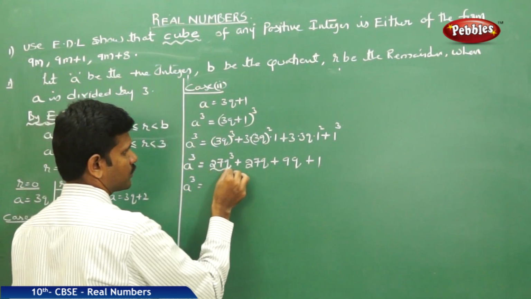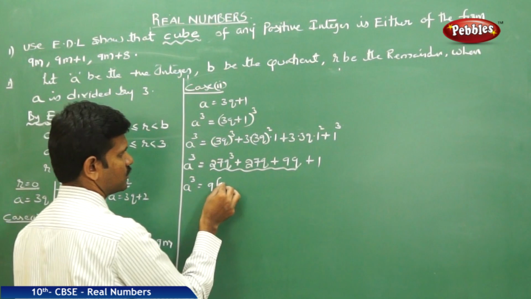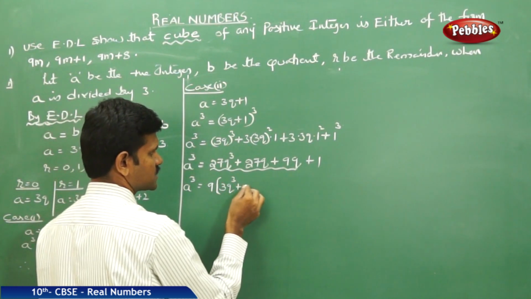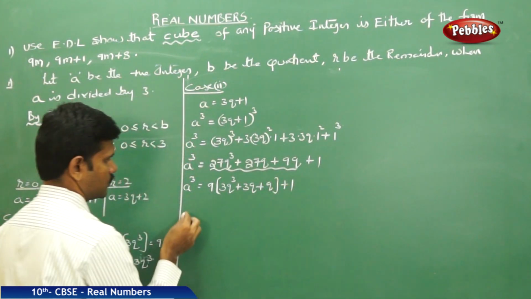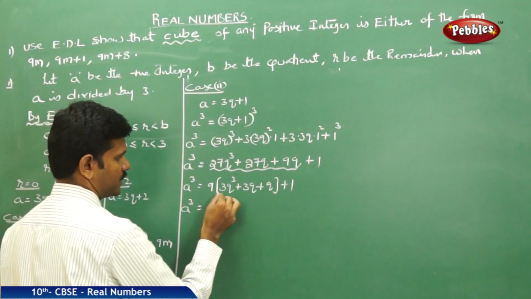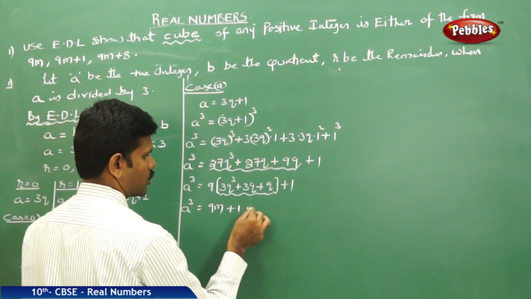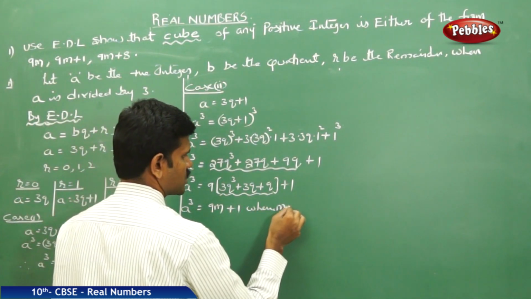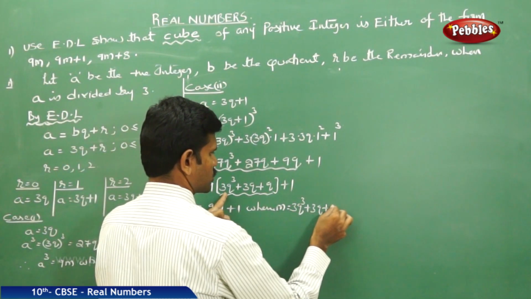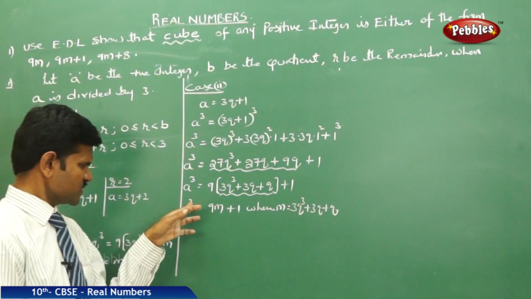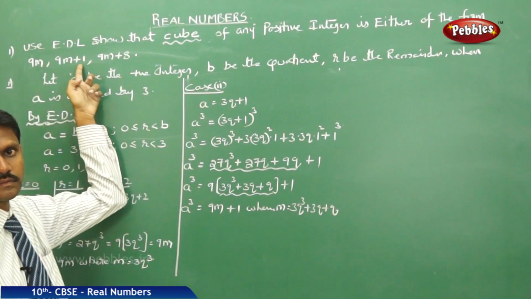That is, a cube is equal to, from here to here please take 9 common. If you take 9 common, 3q cube plus 3q square plus q, plus 1. Now a cube is equal to 9, the total part I imagine as m, 9m plus 1, where m is equal to 3q cube plus 3q square plus q. Therefore, the cube of any integer is of the form 9m plus 1.